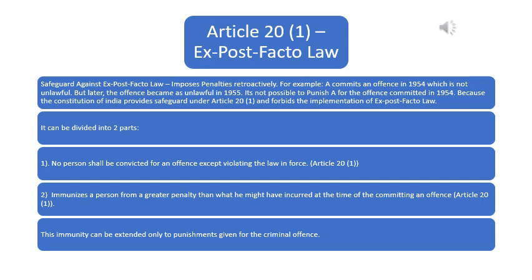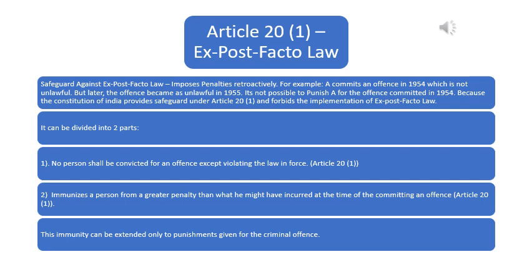Article 20 clause 1 prohibits such kind of practices. It provides safeguards to a person. That means the criminal law should not be implemented retrospectively. Here, for further explanation, I have divided it into two parts. First, no person shall be convicted for an offence except for violating the law in force.